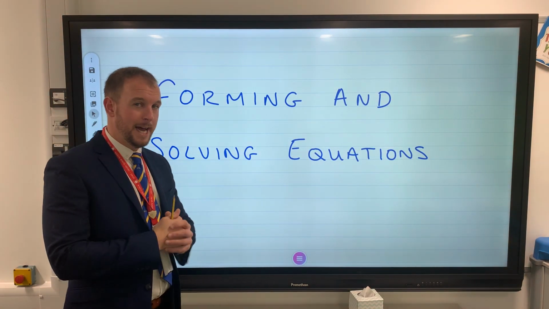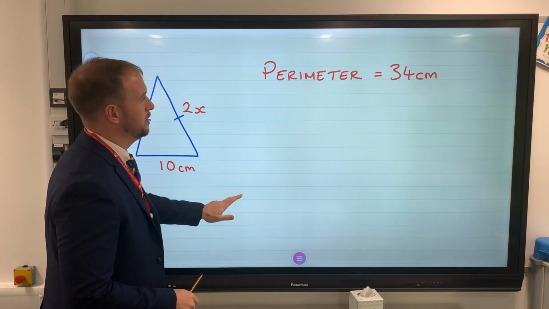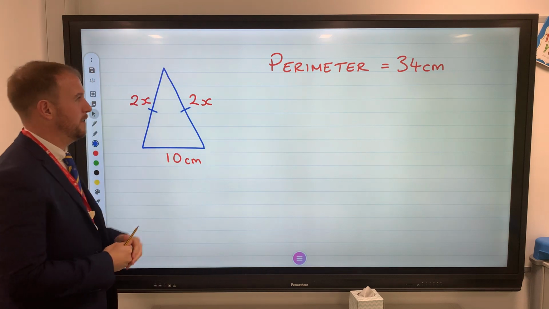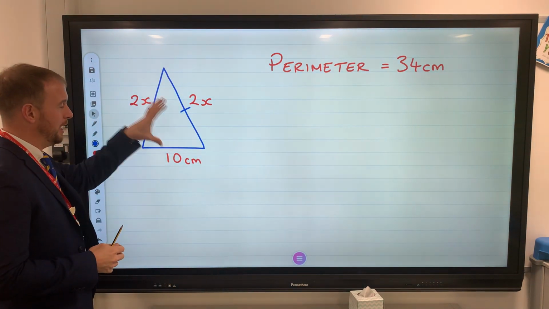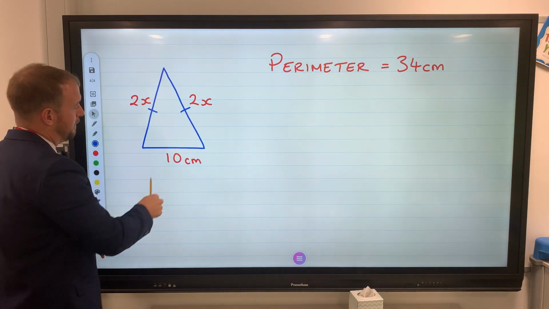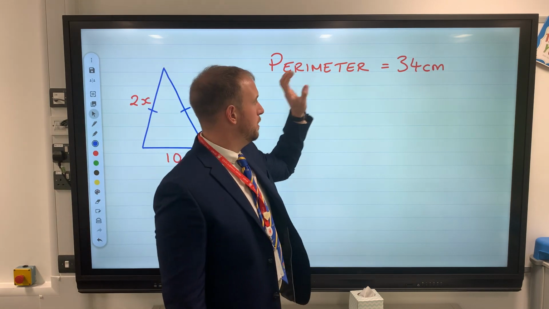So, forming and solving equations then. So yes, we are looking at algebra. However, it's not as difficult as what it may seem. I've got a triangle here, okay? Standard question. They've given us the lengths of each side as algebra, and they've told us what the perimeter is.